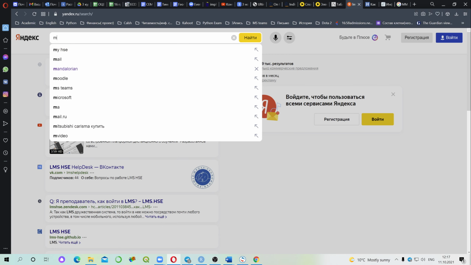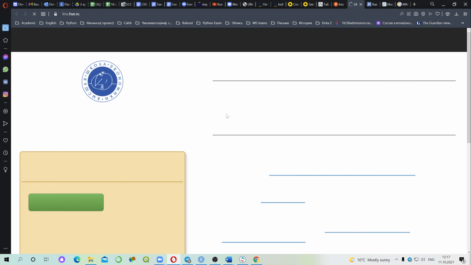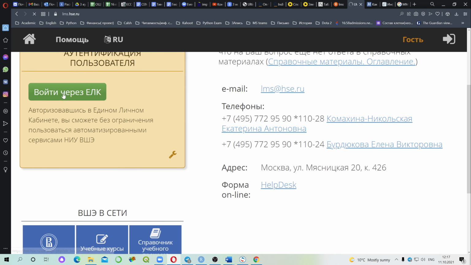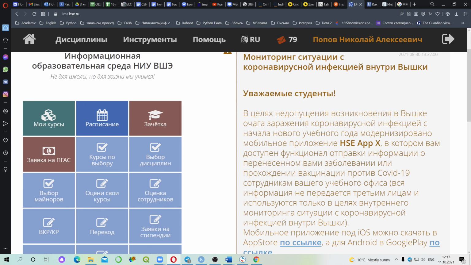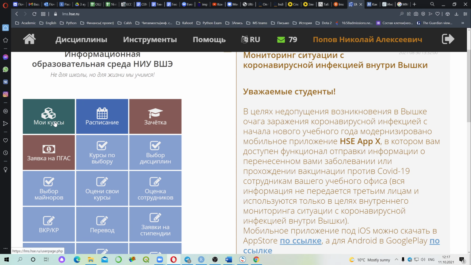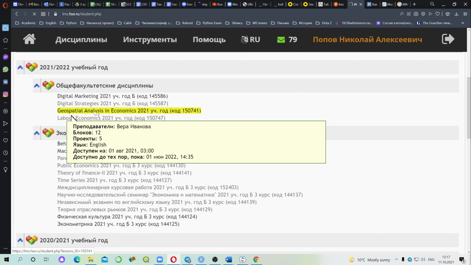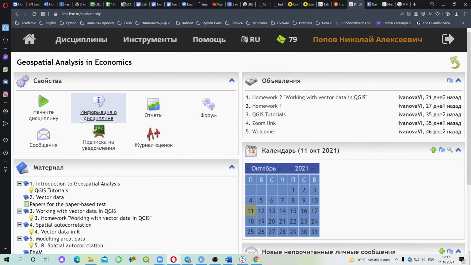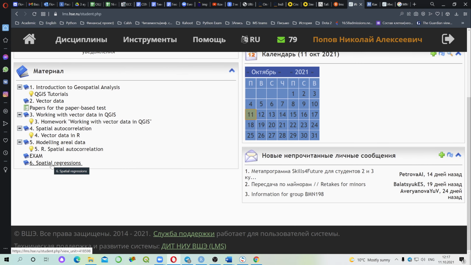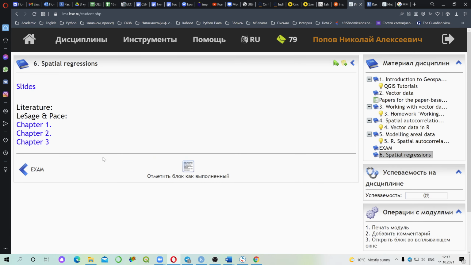Now we are going to have a short test concluding the previous material on vector data, on spatial weights, and autocorrelation, spatial autocorrelation. Please open LMS. There must be a quick test for you.